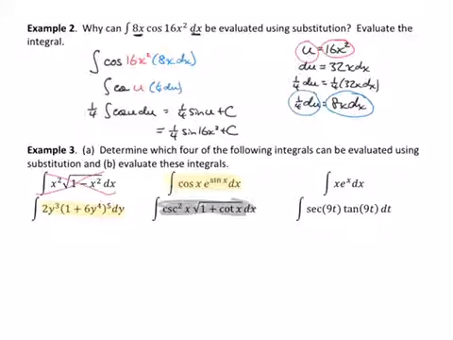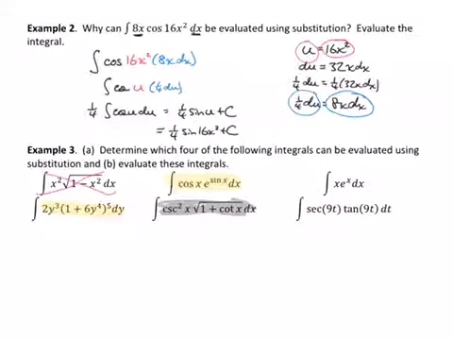So among these last 2, we have to figure out which one is best for substitution. And I think this one's a little trickier to do. But the integral of x e to the x, there's not really anything that stands out to be substituted. You could think about the exponent, like over here, in the second one, the exponent has been changed from x to the sine of x. Well, here, the exponent is still just x. So substitution isn't really appropriate for this one.